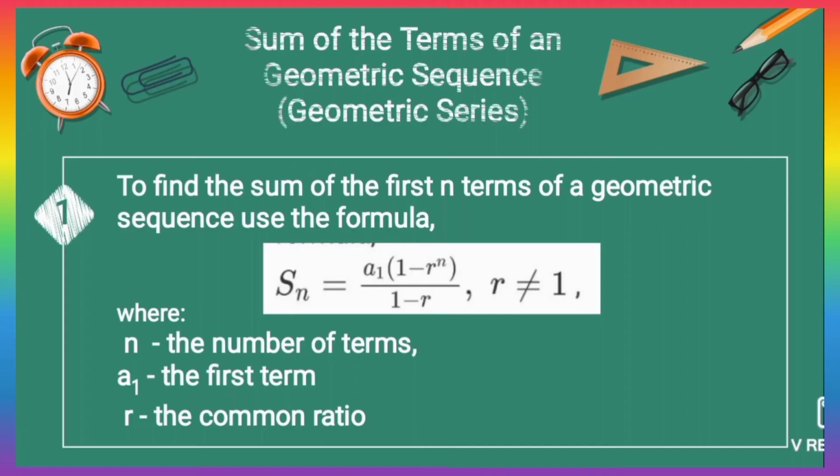Proceed tayo sa geometric sequence. Sum of the terms of a geometric sequence or geometric series. To find the sum of the first n terms of a geometric sequence, use the formula. Ito yung formula ng geometric sequence. So, where n, same pa rin, the number of terms, and yung a sub 1, the first term. Tsaka yung r natin, kung kanina ay hinanap natin yung last term, dito naman sa geometric sequence ay pinalitan ng r which is the common ratio. So ano nga ba itong common ratio? Pero nakikita nyo dito sa taas, si r natin ay hindi pwedeng maging equal kay 1.